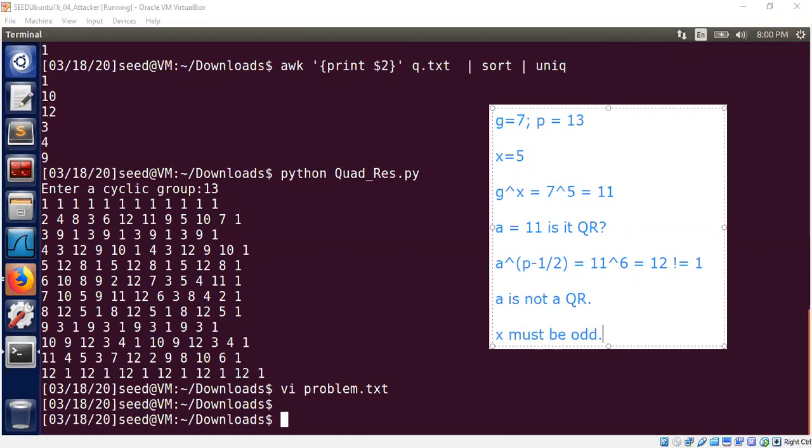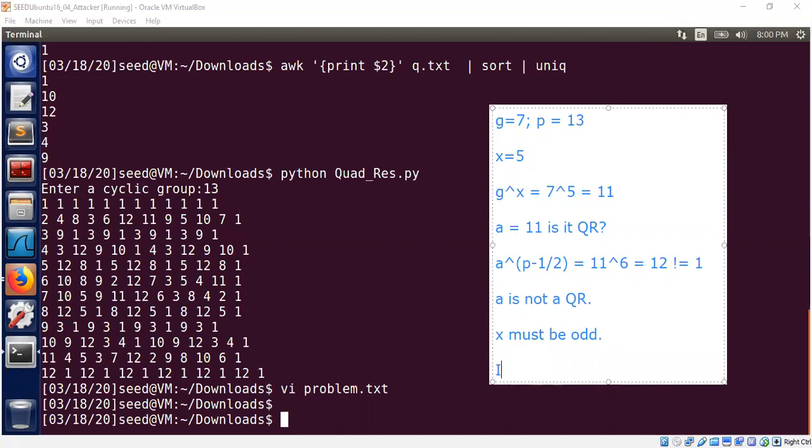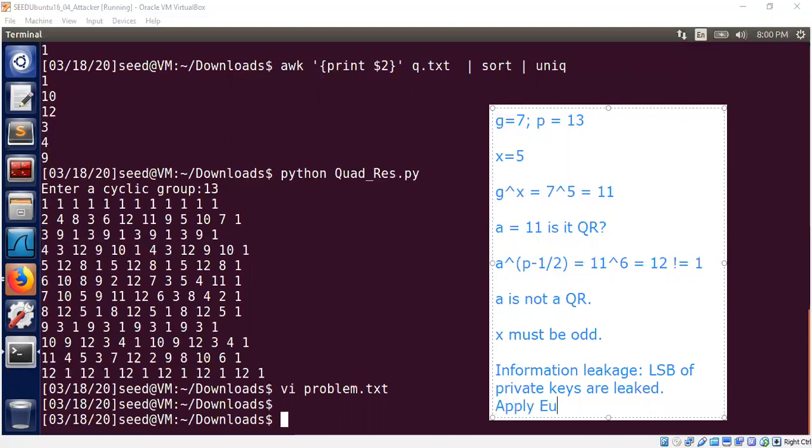So, what you're seeing here is that with the help of quadratic residue, Eve can determine the least significant bit. What is the information leakage? Information leakage is just a little bit of information, of course. The least significant bit of private keys is leaked. Very simple. All Eve has to do is apply Euler's theorem to compute what I said here, which is called the Legendre symbol, by the way.